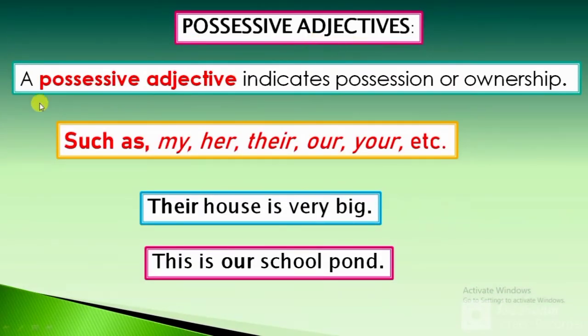Possessive adjectives. A possessive adjective indicates possession or ownership, such as my, her, their, our, your, etc. Their house is very big. This is our school pond. In this sentence, their and our are possessive adjectives.